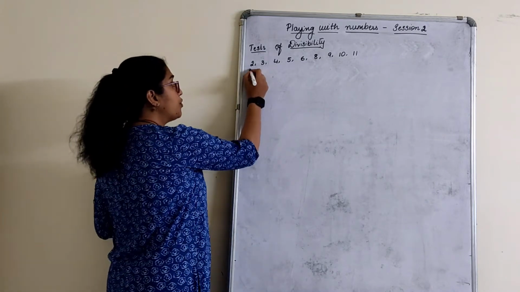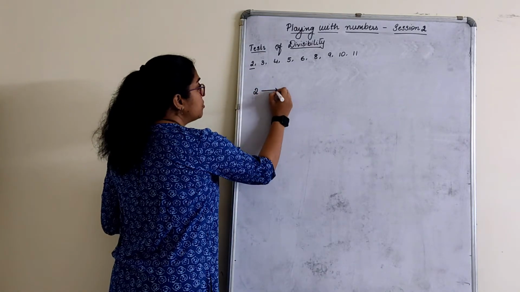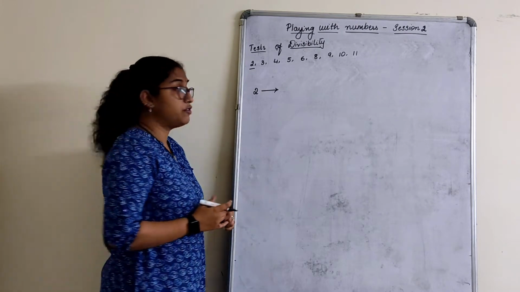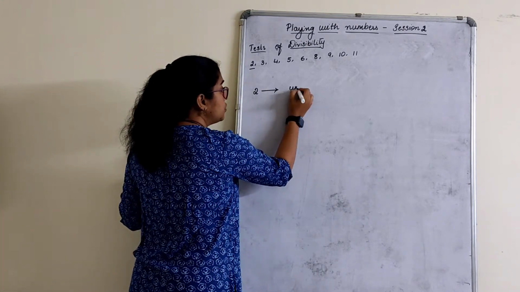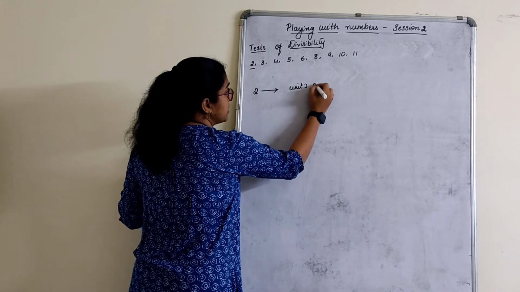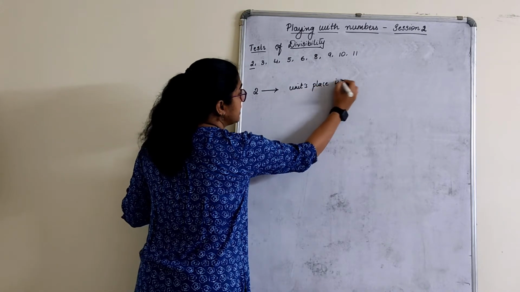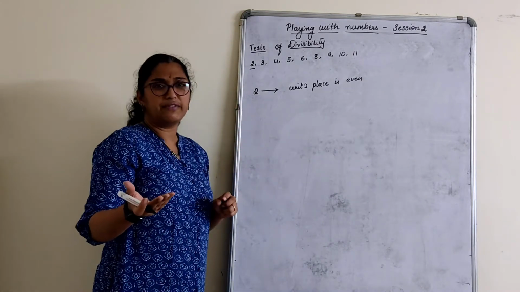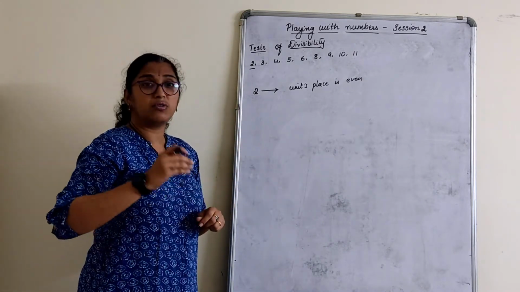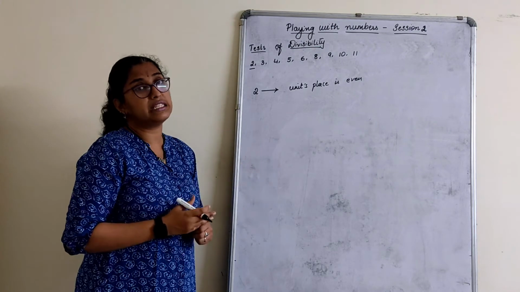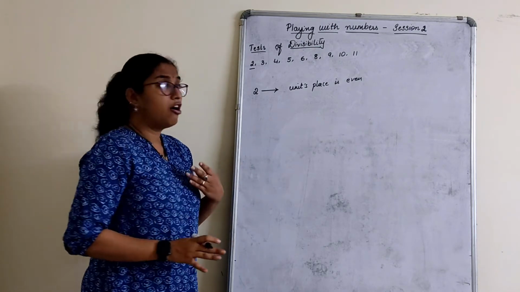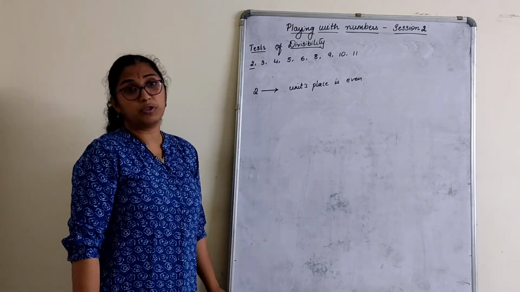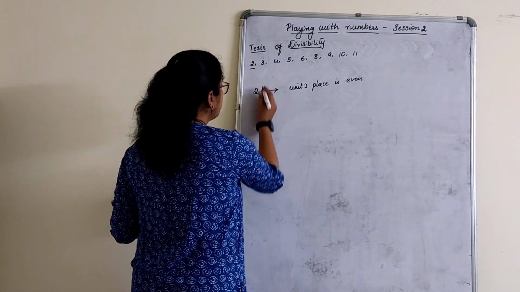Now we all know for 2. How do you know the given number is divisible by 2? If its unit place is even, or if its unit place is a multiple of 2. We also say, if its unit place is 0, 2, 4, 6, 8, then it is divisible by 2. Very simple. All even numbers are divisible by 2.